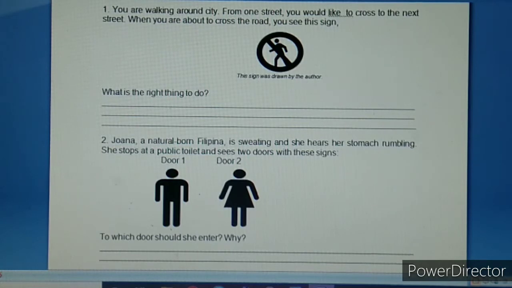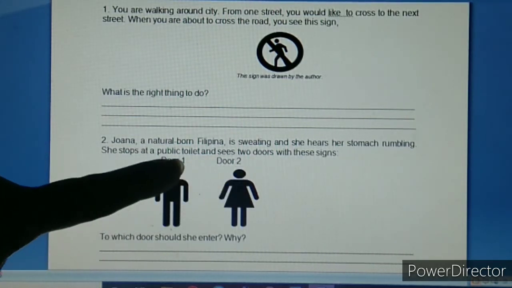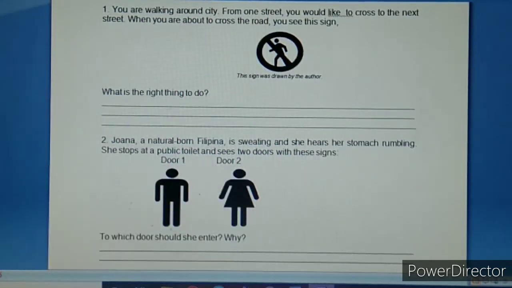Again, to which door should Joanna enter? Door 1 or door 2? Okay, the correct answer for number 2 is door 2. Why? Door 2 because it is the comfort room for women. Again, the correct answer for number 2 is door 2 because it is the comfort room for the women.